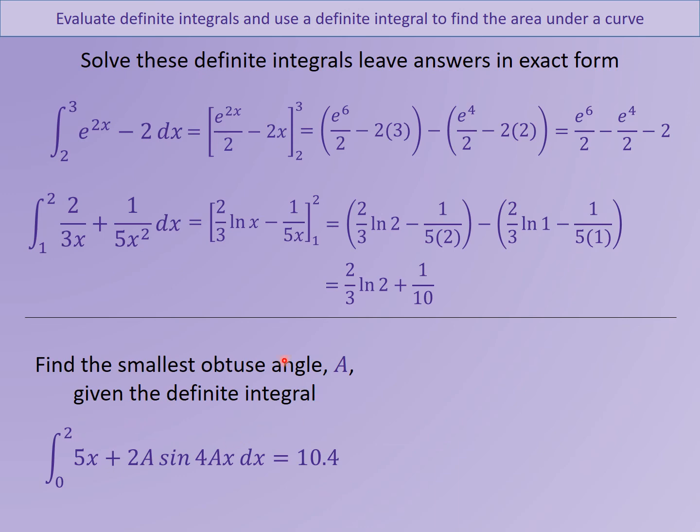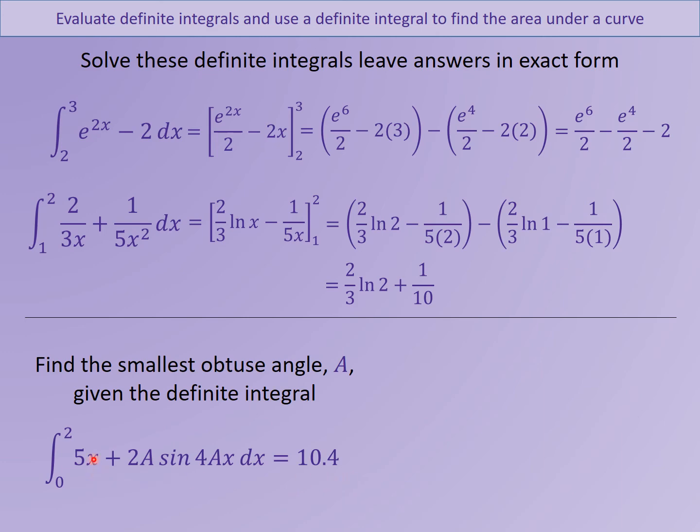Right, so therefore have a go at this one. Find the smallest obtuse angle A given the definite integral, all of this. Okay, so see how you can't just type it in your calculator because they're actually giving you an answer and they want you to solve it. So pause if you want a good chance yourself. Okay, so let's see what you did then.